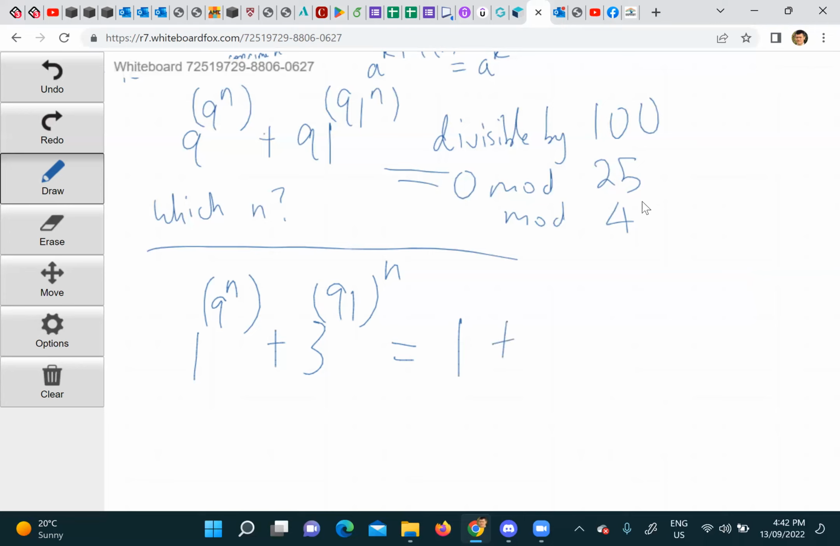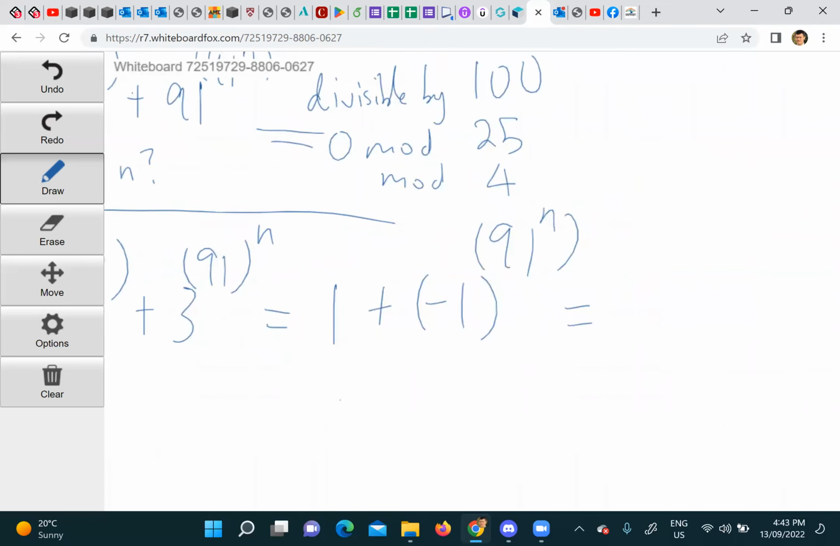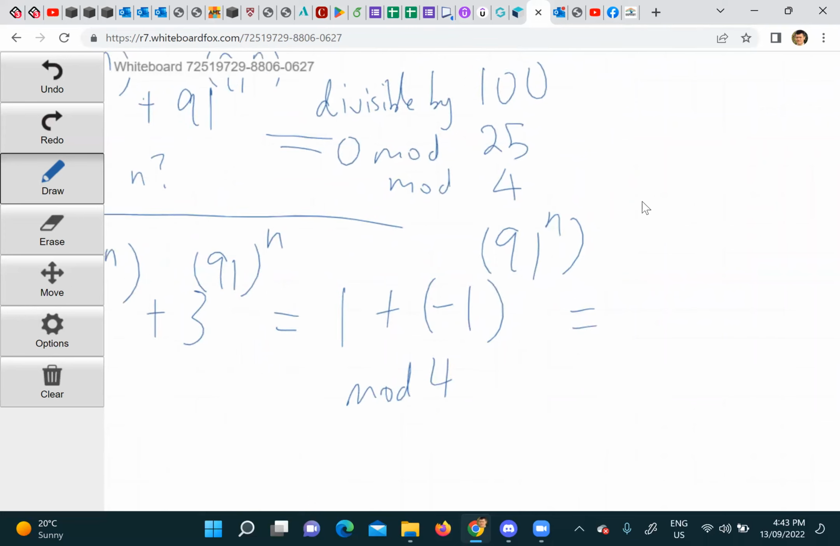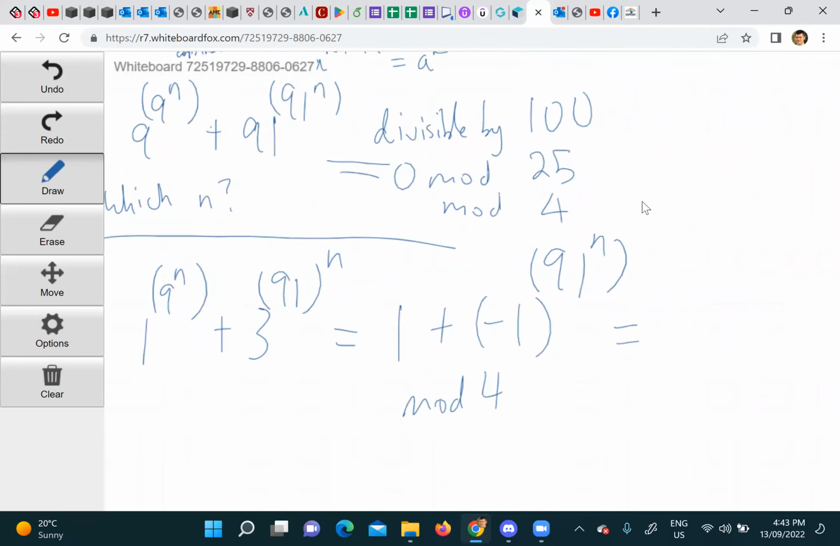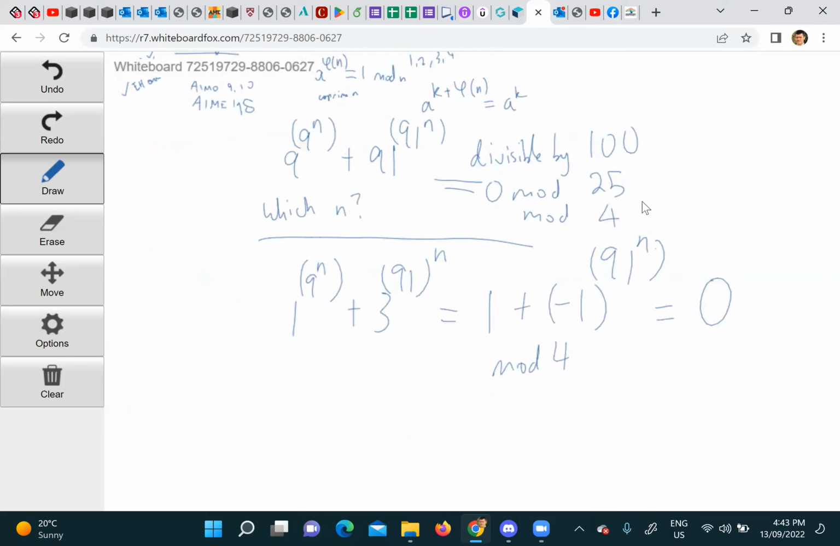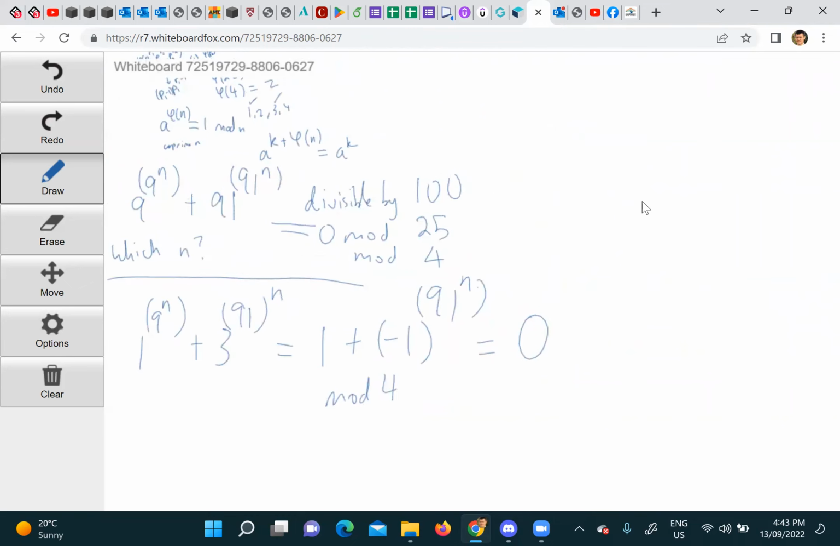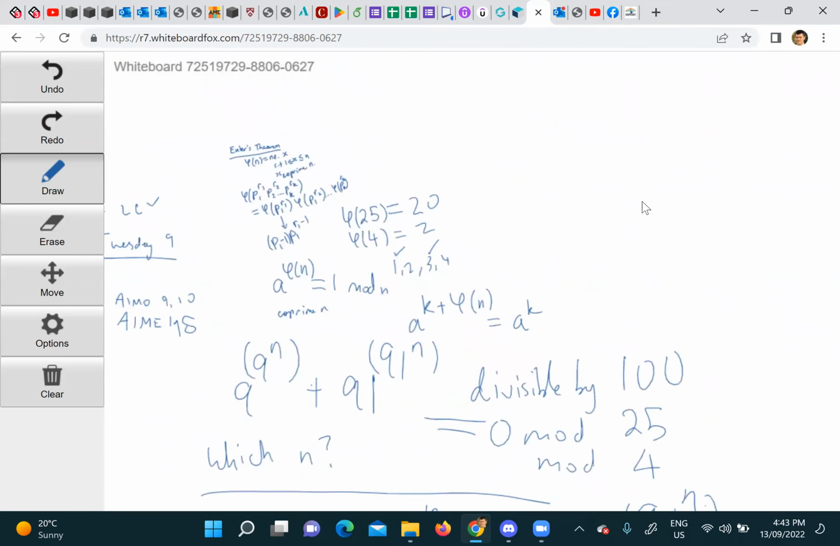Okay, so 3 is minus 1 mod 4. Can you see this? And minus 1, and 91's odd, right? So minus 1 to the power of odd is minus 1. So 1 plus minus 1 is 0, yes? Mod 4. Okay, so mod 4 is easy.